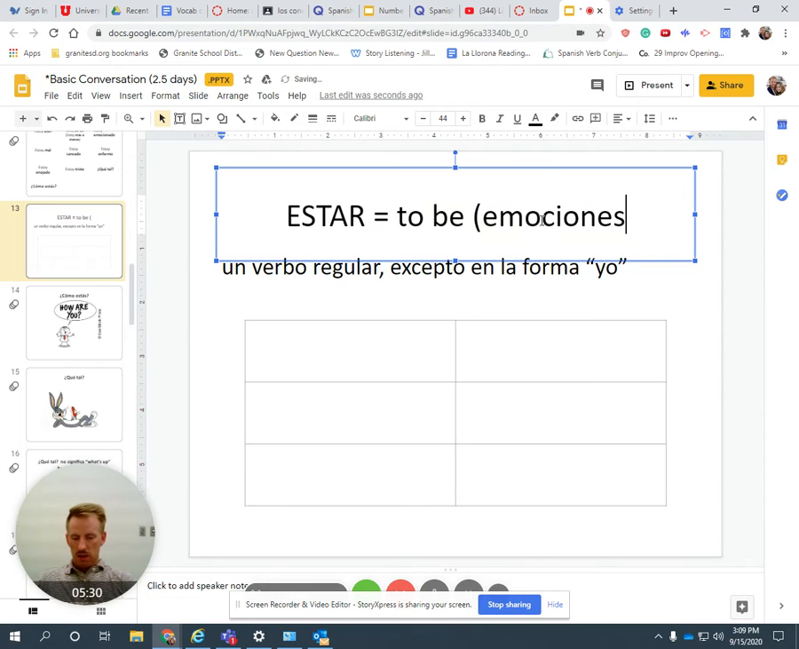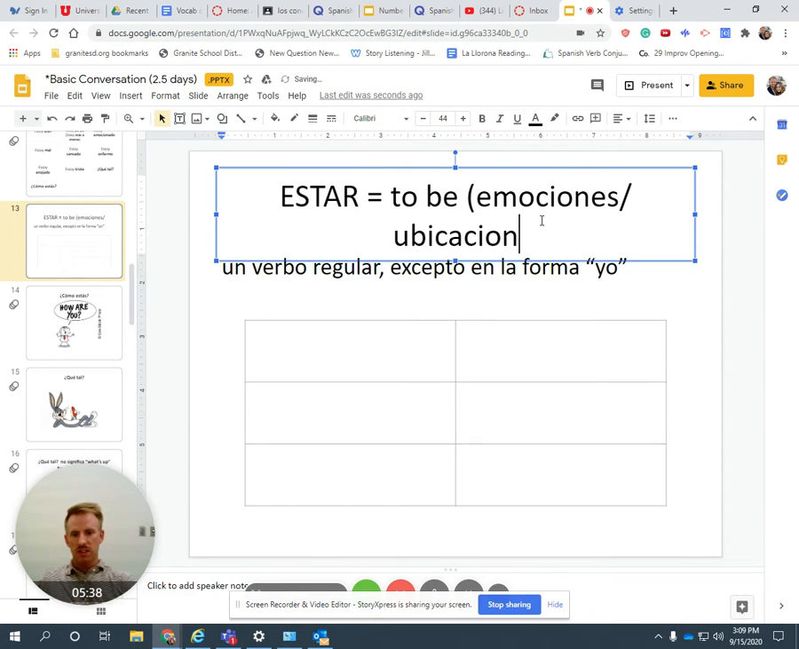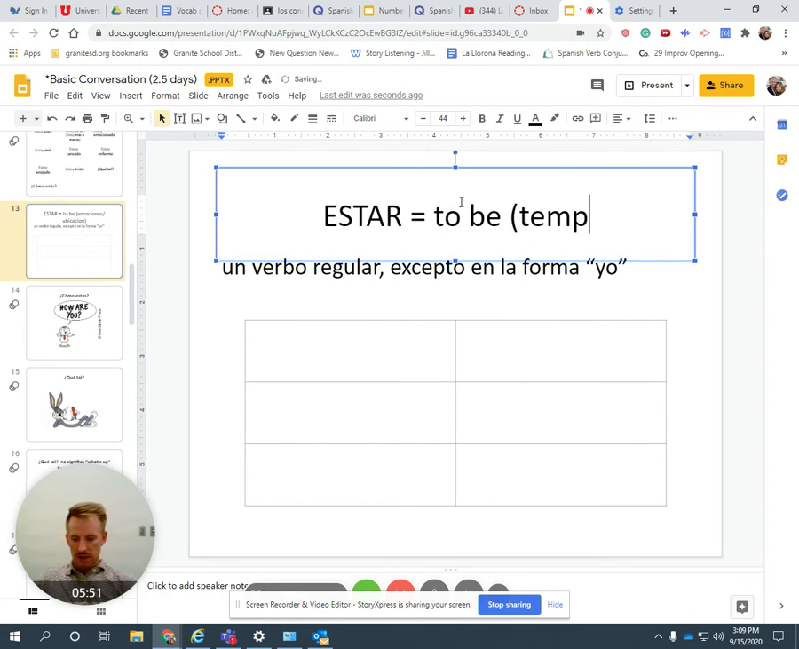emociones, sentimientos, feelings, or ubicación. Ubicación significa location. So we only use estar when we're talking about emotions, like feelings or locations, okay? So feelings or locations, otherwise known as things that are temporary states of being.